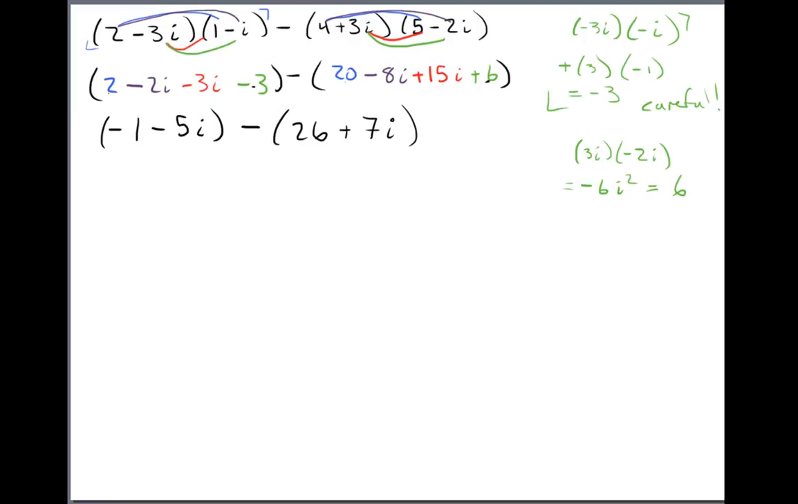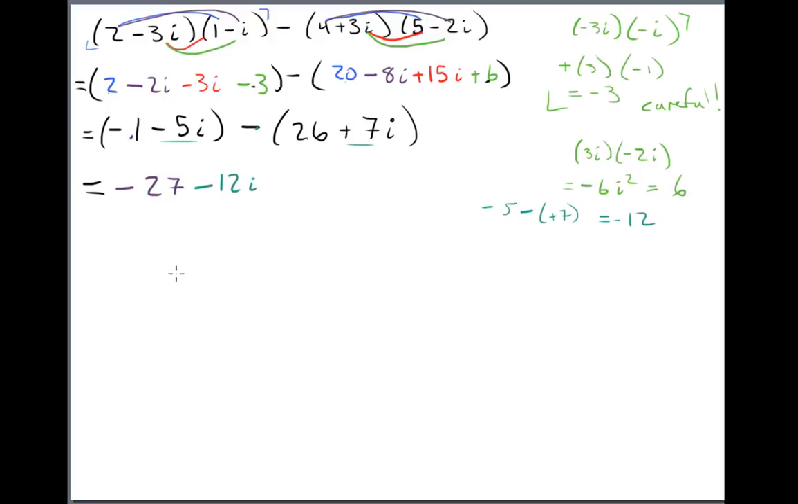Okay. Negative 1 minus 26 is a negative 27. Alright. And then we're going to have negative 5, so negative 5 minus negative 7. Negative 5 minus, excuse me, that's a positive 7. So that's negative 12i. And we get our solution here, negative 27 minus 12i.